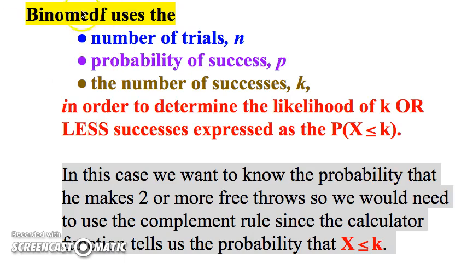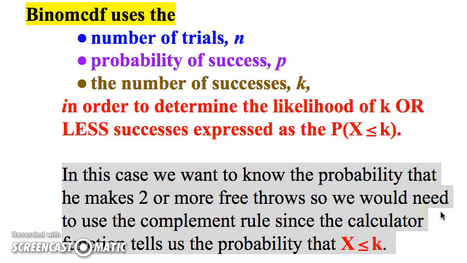Calculator shortcut: binomial CDF, found under second vars. If you scroll down once you get to that menu. So you need to have the number of trials n, the probability of success p, and then the number of successes that we're interested in, k. Now the calculator will use these values to determine the likelihood of k or less successes, or the probability that x is less than or equal to k.